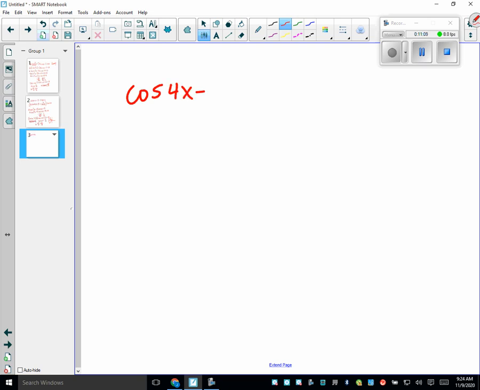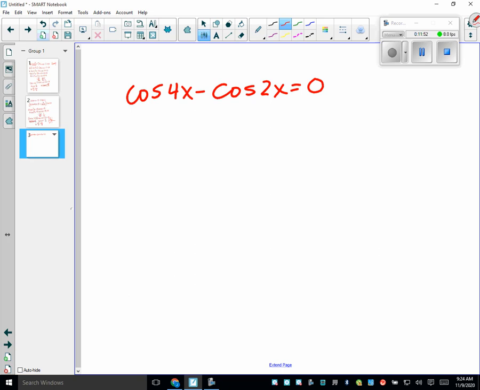Cosine 4x minus cosine 2x equals 0. Let's put the identity names. Yes. Now, we have an identity for cosine 2x, don't we? Wait, do you want to do that identity or do you want to do the sum to product?